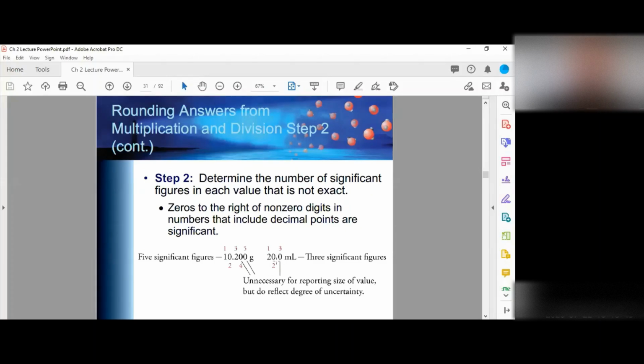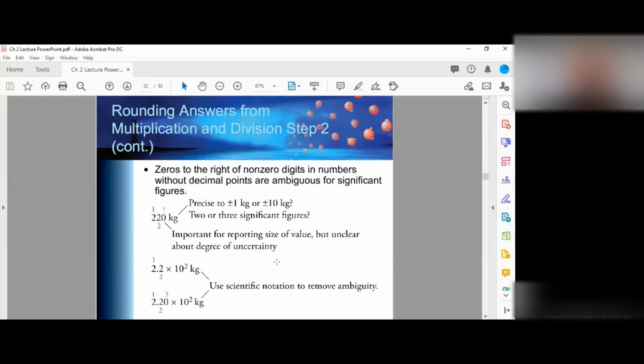What if this decimal point is not there? Let's say the number was, I don't know if there's one, oh, here is one. So let's look at this number, 220 kilograms. What do we have? We have non-zero digits, and this zero is a trailing zero. Do I count it? I don't have a decimal point. So right away, I know that is not a significant figure.